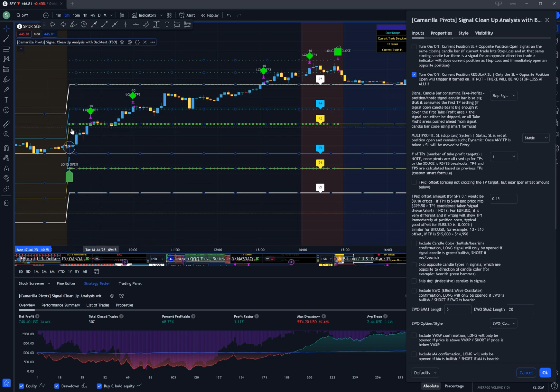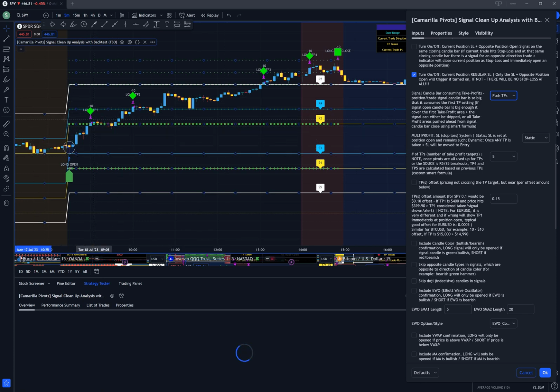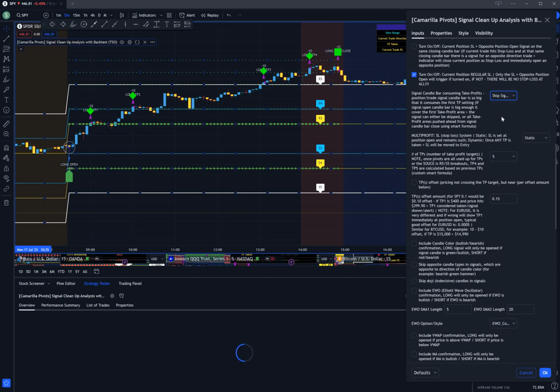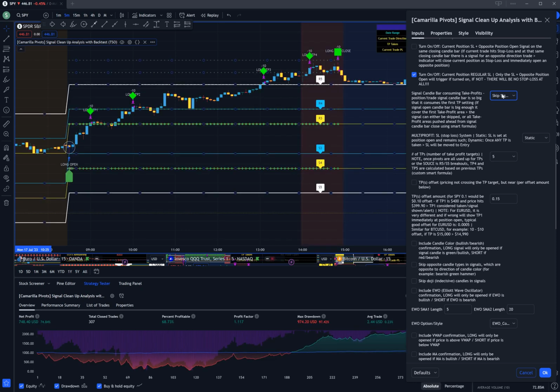However, such signals with big candles could also mean there's gonna be momentum movement. So you can choose to push take profits, and if this happens, it's gonna push the first take profit further away. That way there's still gonna be a bigger stop loss, but there's gonna be bigger take profits. So that's a cool thing we developed. You could play around with it, and you saw it showed 79% against 74.84.